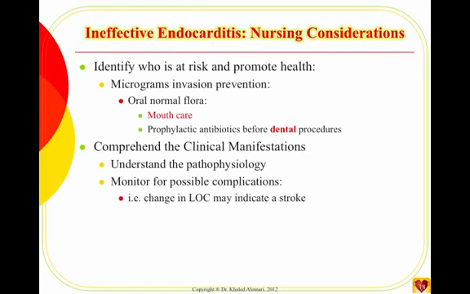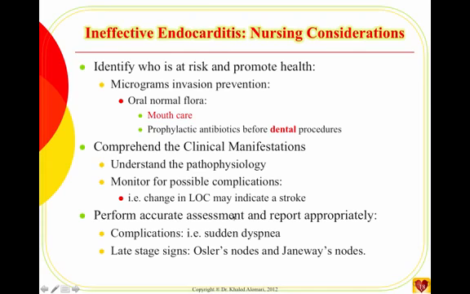You need to understand the manifestations and how they correlate with the pathophysiological changes, and also you need to know the possible complications as a result of vegetation or as a result of the destruction of the valves. You need to do accurate assessment, and you need to know what is expected and what is not expected, and always report the unexpected as a medical emergency. For example, let's say you have a patient with a tricuspid vegetation, and the patient all of a sudden develops sudden dyspnea. This is most likely a PE that came from a vegetation from the right side of the heart. So this is something that you need to report right away.